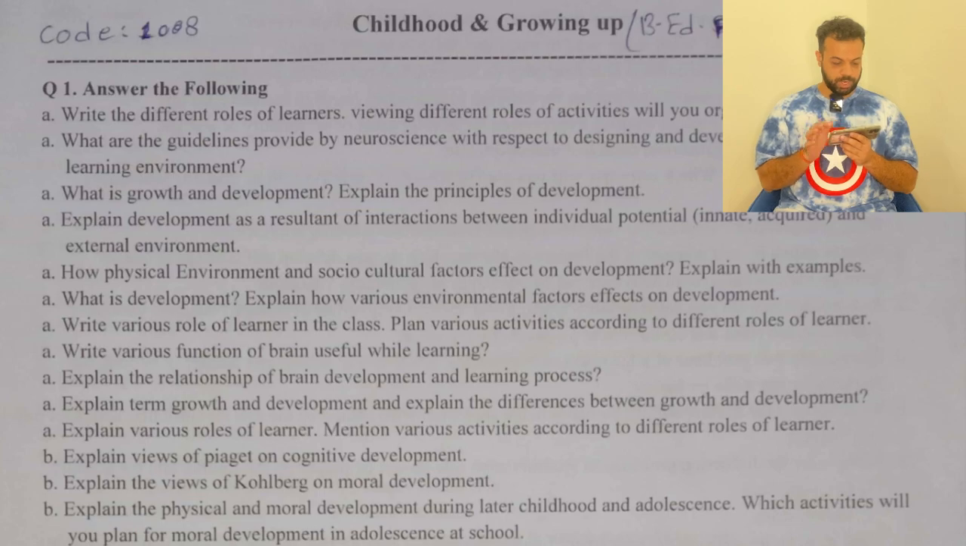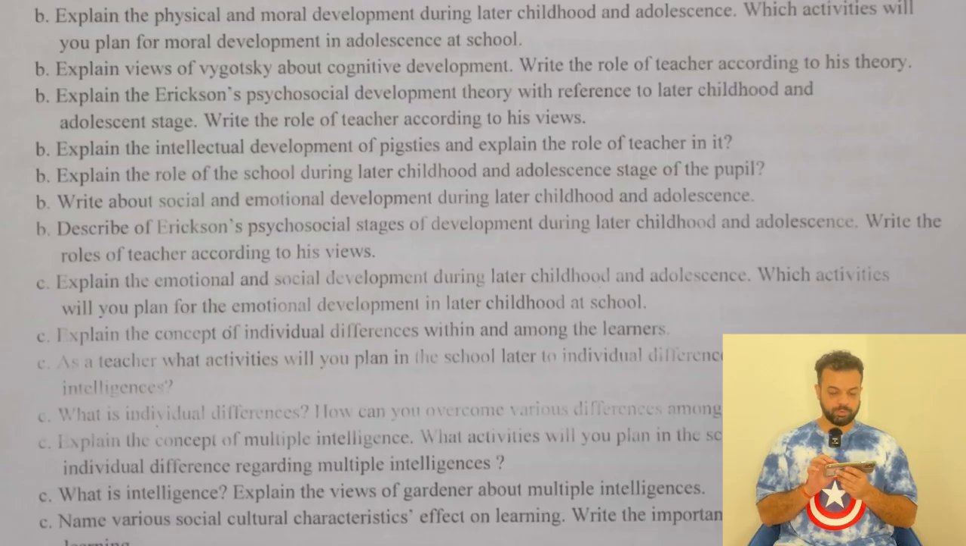So the next part is: explain the views of Vygotsky about cognitive development. Write the role of the teacher according to his theory, right? Now the next part is: explain Erikson's psychosocial development theory with reference to later childhood and adolescence stages. Write the role of the teacher according to his views, right?